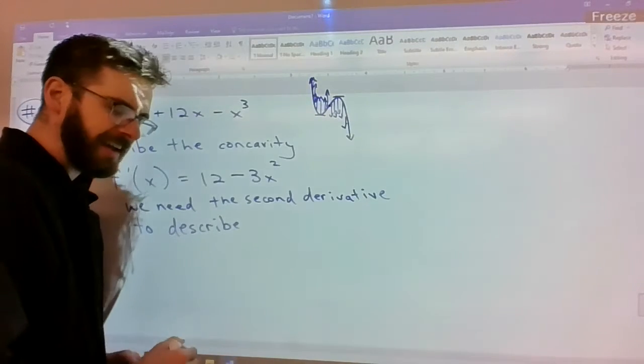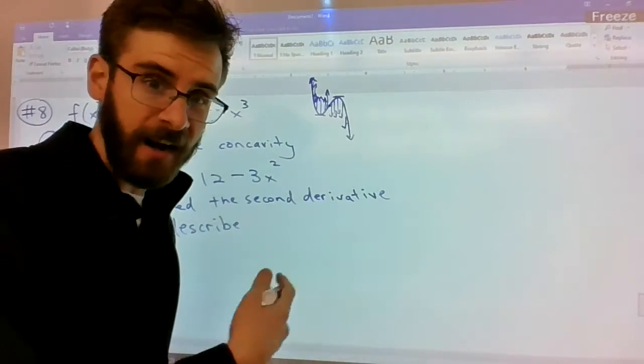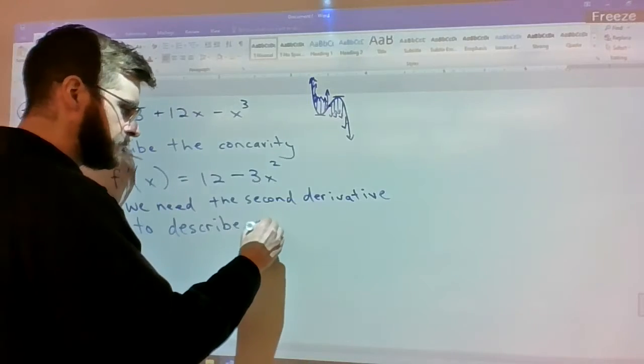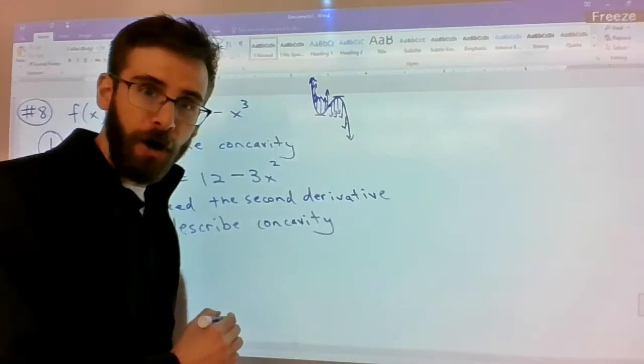You know, ever since Khan Academy came out, I've had a hard time saying concavity without saying Khan Academy. Weird. That was their plan all along.